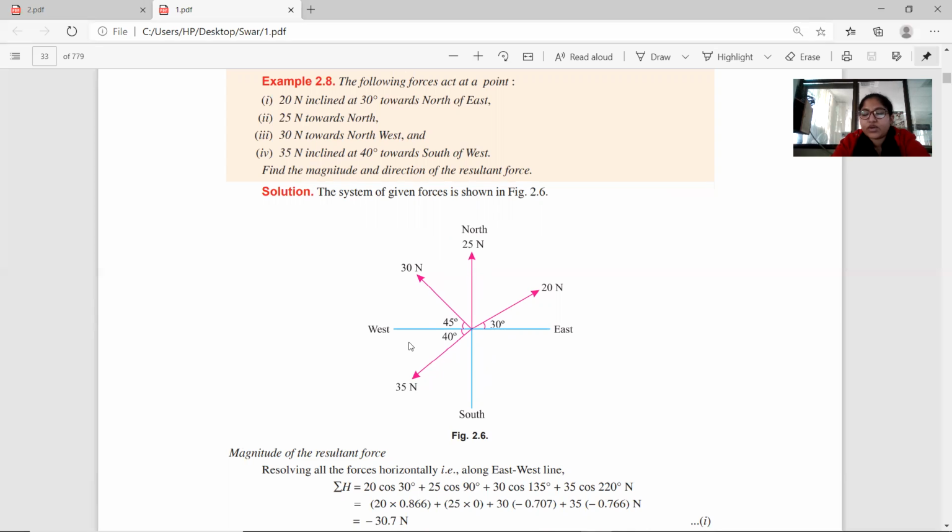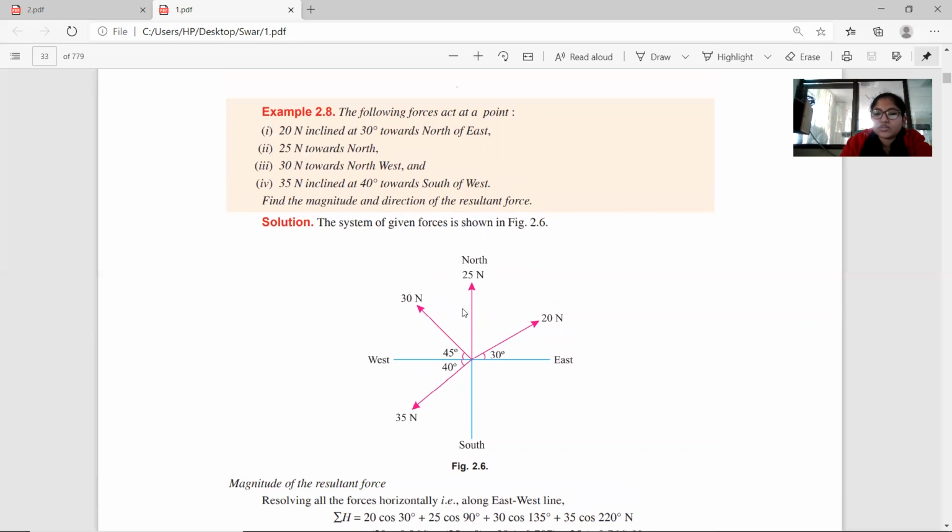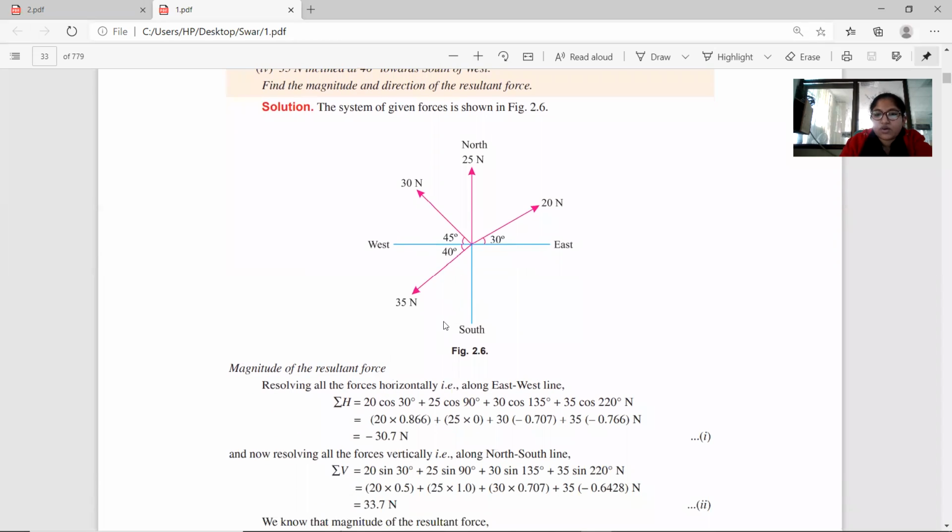Now again, we have to calculate the horizontal force and the vertical force. For the horizontal force, we have to resolve the 20 Newton and 35 Newton forces into two components, sine theta and cos theta, according to their theta. So let's start. 20 cos 30 plus 25 cos 90 plus 30 cos 135 plus 35 cos 220 Newton. After putting the values of cos 30, cos 90, cos 135 and cos 220, my sigma h will be minus 30.7 Newton.